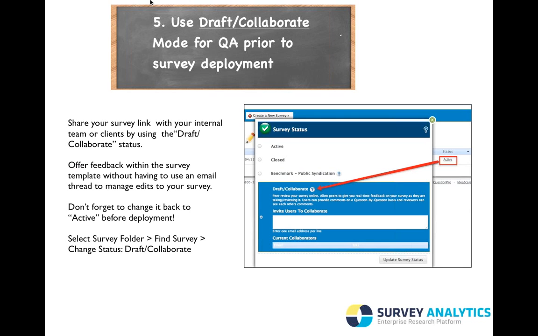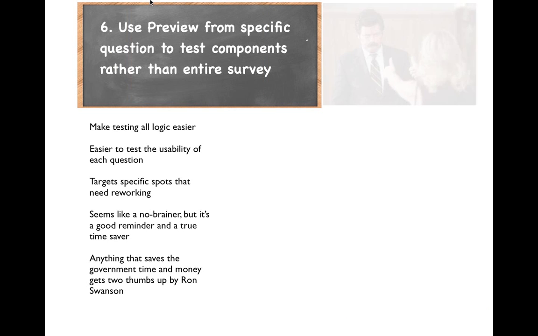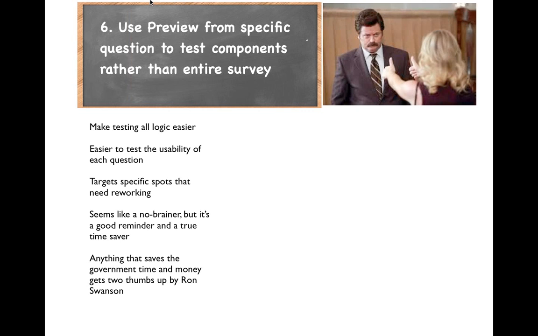Number 5, use the draft and collaboration mode for QA prior to survey development. Basically, this is a great tool that I feel is underused by a lot of our clients, especially when you're working with a team on a new survey project. This will allow you to share your survey link with internal teams or clients by using the draft collaboration status. With that, they'll be able to offer feedback within the survey template without having to use an email thread to manage the edits in your survey.